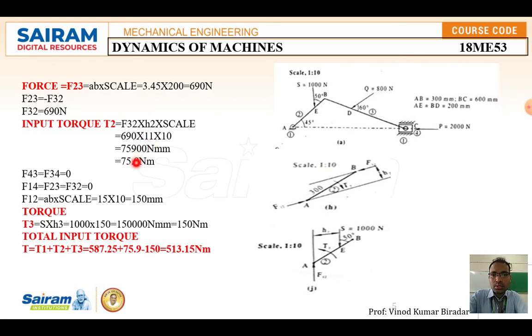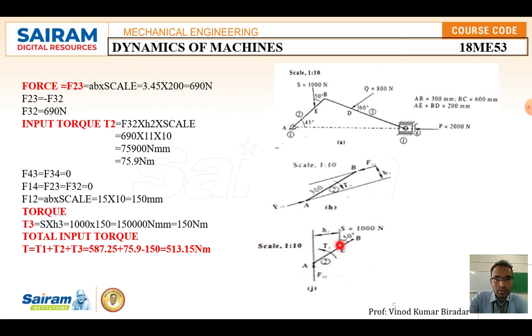So again you convert into Newton meter, you are going to get 75.9 Newton meter. Okay, so how to calculate this force F3 at 90 degrees? This is coming in the next slide. Once you calculate this, the next one is torque T2.